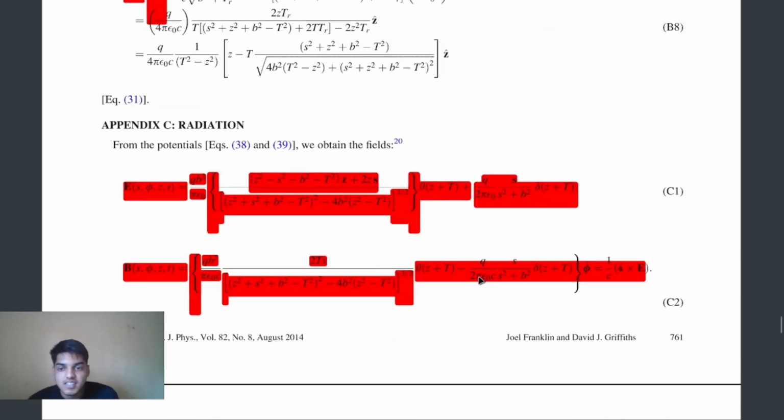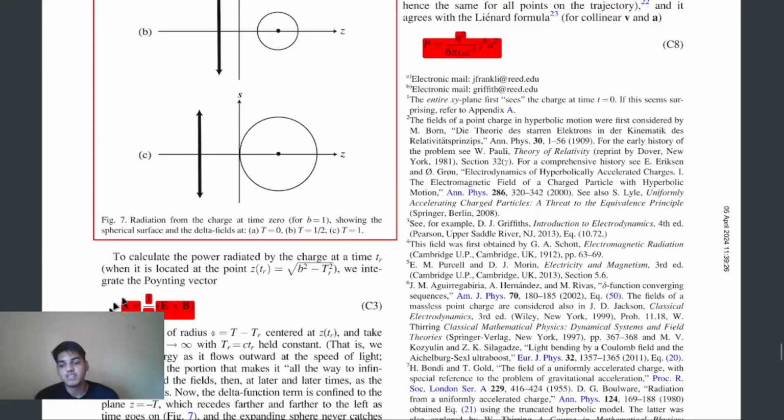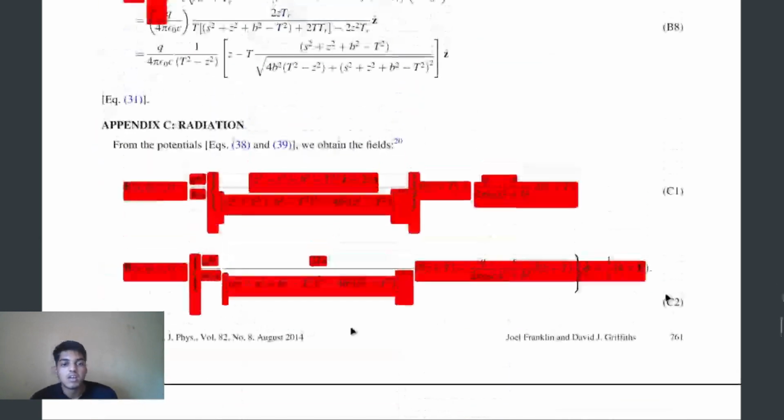In appendix C, they find the radiation by integrating the Poynting vector with S equal to 1 by mu naught electric field cross product magnetic field. Finally, the electric field and magnetic field are qb square by pi epsilon naught, z square minus s square minus b square minus t square z cap plus 2zs s cap, bracket z square plus s square plus b square minus t square whole square minus 4b square z square minus t square whole power 3 by 2, theta of z plus t. This is the step function.